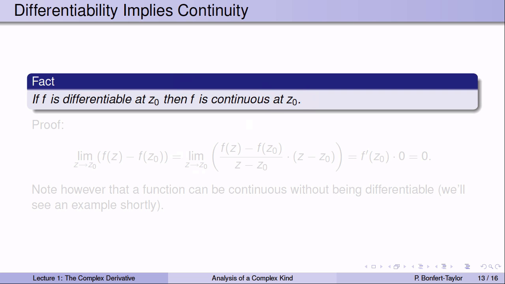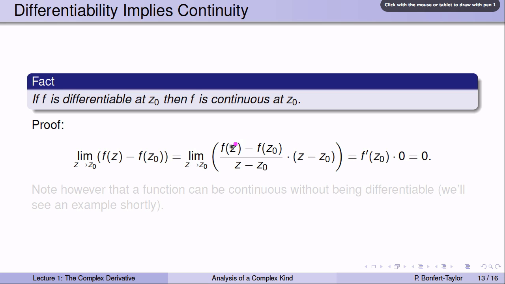And therefore, f is not differentiable anywhere in the complex plane. Here's a fact. It's the same as is true in real-valued calculus. If f is differentiable at c0, then it must be continuous at c0. Not the other way around. A function can be continuous without being differentiable. What if it happens to be differentiable? That's a stronger concept than being continuous. It implies continuity.